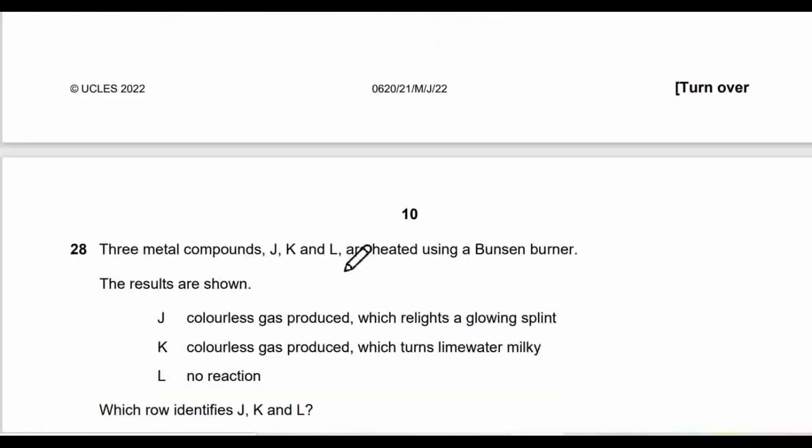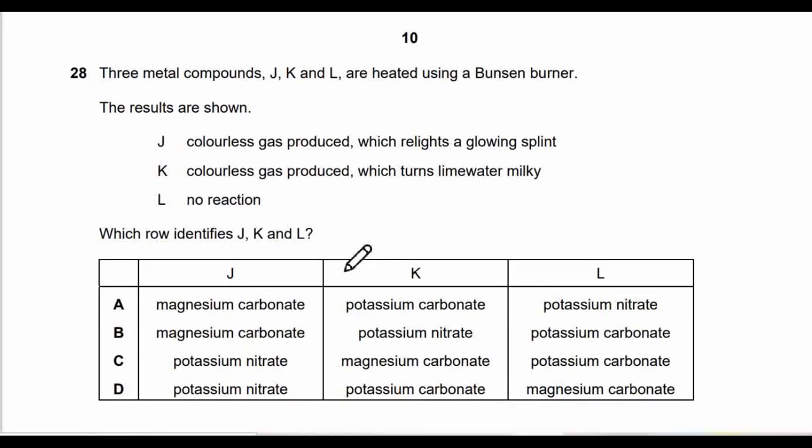So now we are in question 28. 3 metal compounds J, K, and L are heated using a Bunsen burner. The results are shown. For J, a colorless gas is produced which relights a glowing splint. That will be oxygen. K, a colorless gas which turns limewater milky, that will be carbon dioxide.